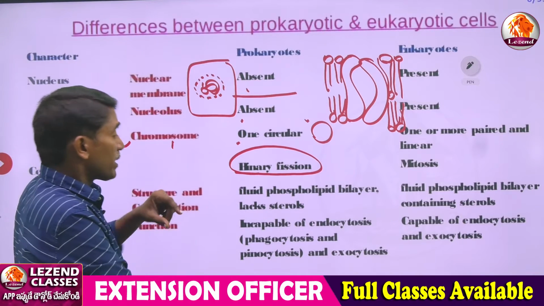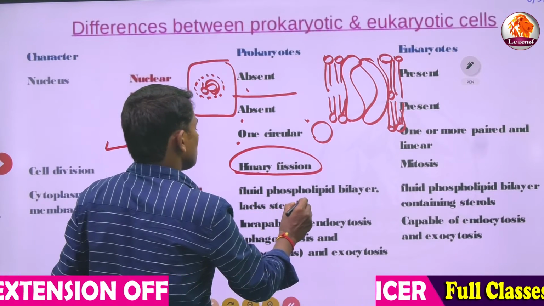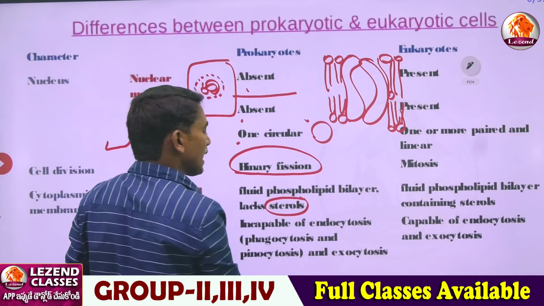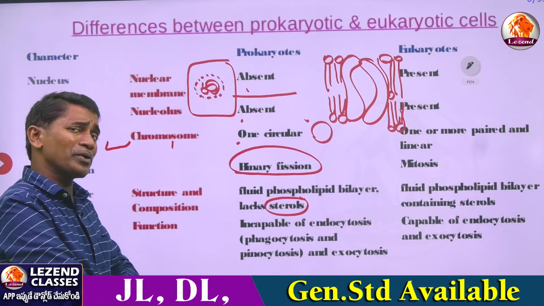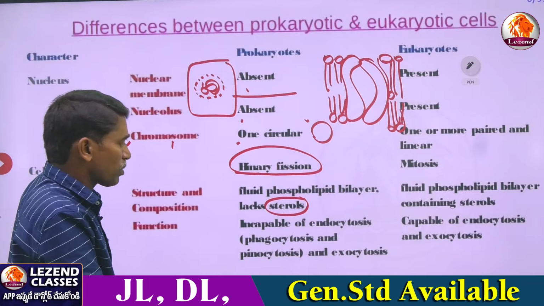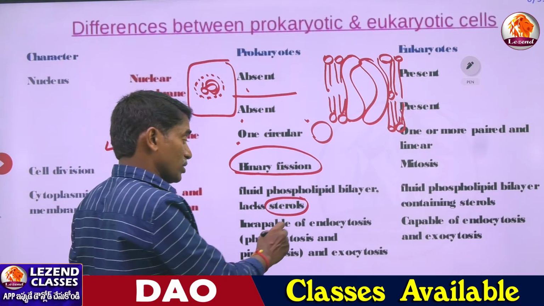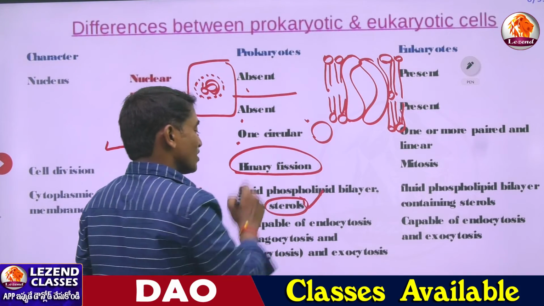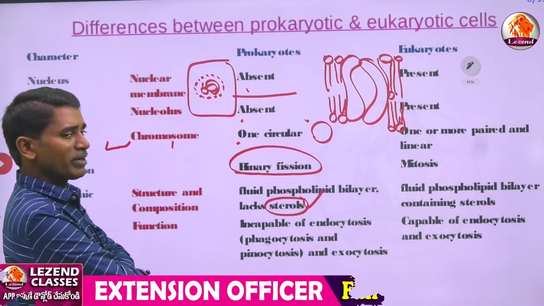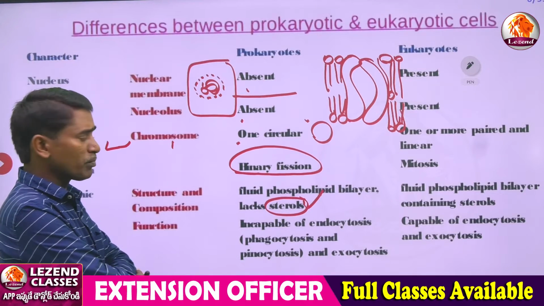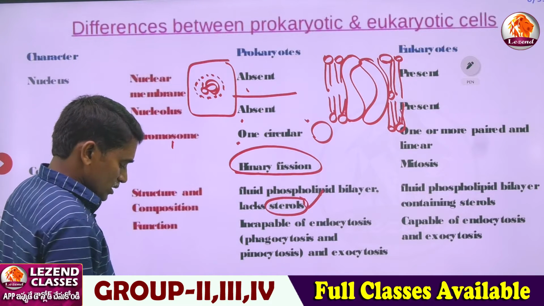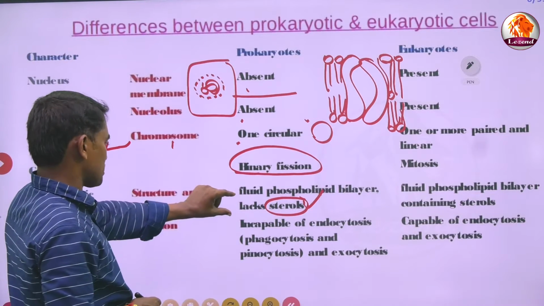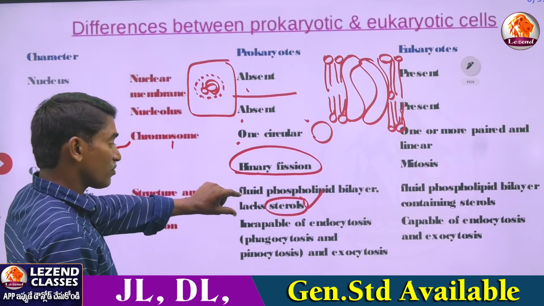But in case of prokaryotic organisms, the membrane is lacking sterol. Cholesterol molecule is usually present in eukaryotic cell membrane. When it comes to prokaryotic organisms, these sterol molecules are absent. Even in plant cell membrane, cholesterol is absent. Instead of that, stigmasterol is commonly present in the plasma membrane of plant cells.